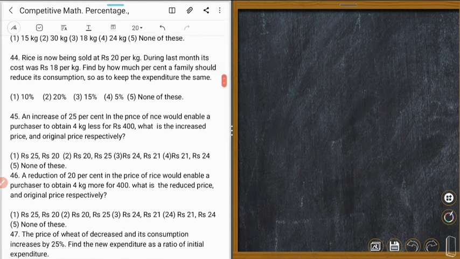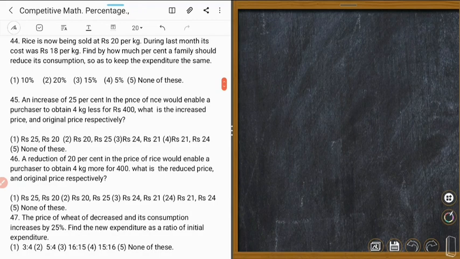Next one is 44. Rice is now being sold at rupees 20 per kilo. During last month, its cost was 18 per kg. This is the rate. For example, a man consumed 10 kilos. That means he used to spend 180. 10 into 18 is 180. So the rate increased. The 18 became 20.